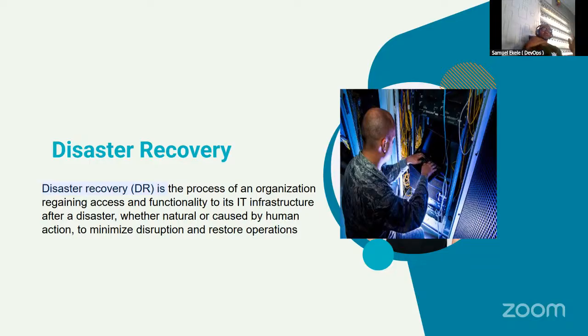Disaster recovery. What happens when issues happen in your application? Like, let's say Google. If Google goes down now, what happens, right? So disaster recovery is the process of an organization regaining access and functionality to its IT infrastructure after disaster, whether natural or caused by human action, to minimize disruption and restore operation, right? So as DevOps engineers, DevOps cloud infrastructure engineers and the likes, when we are designing a system, we factor in this disaster recovery stuff, right?